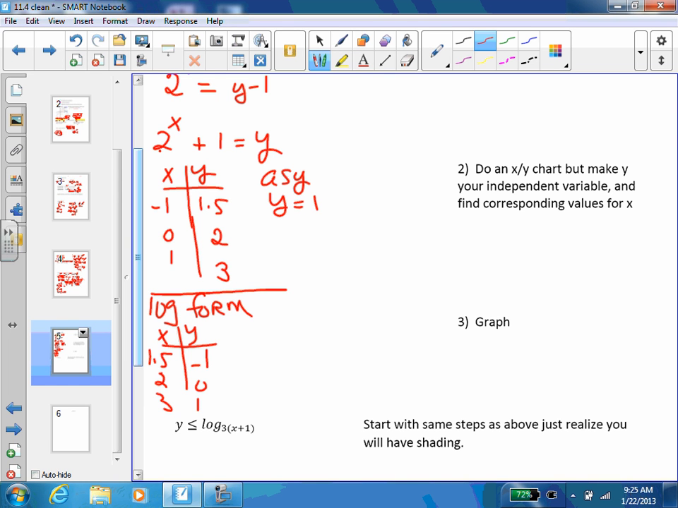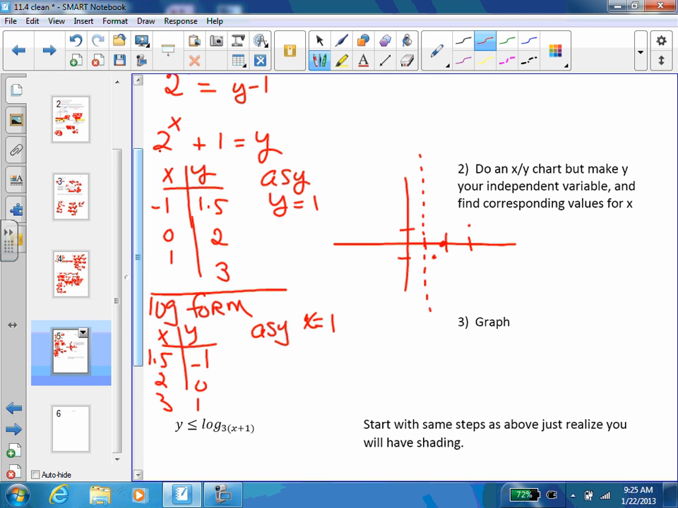Okay, if we're switching the x and the y, what is my asymptote really? X equals 1. Remember, we switched the x and the y. So now our asymptote is x equals 1. So it's a vertical asymptote, right? And when x is 1.5, we're at -1. When x is 2, we're at 0. And when x is 3, we're at 1.